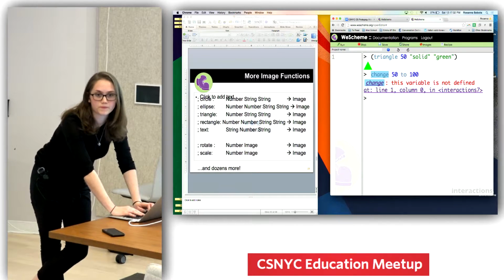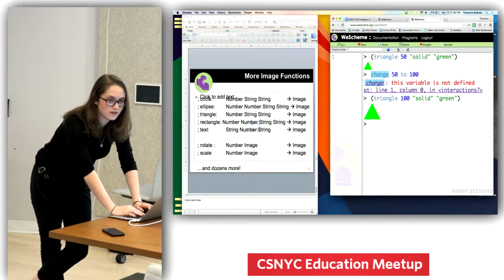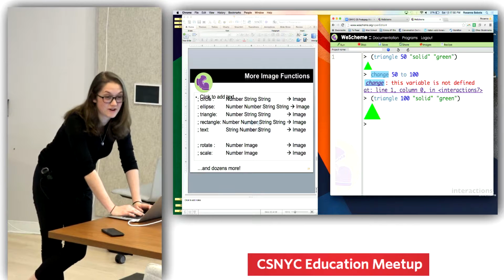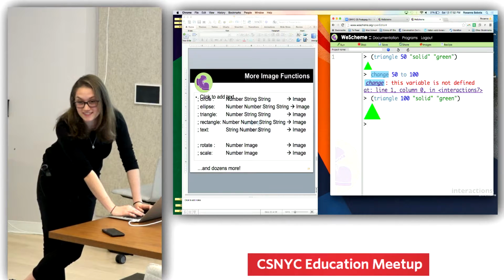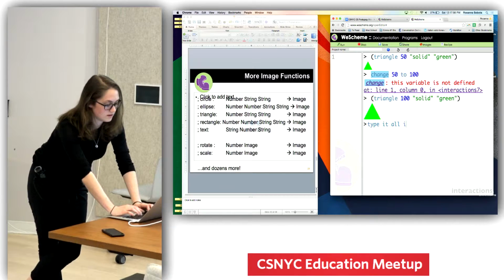That didn't work. How would I do it? Triangle 100. Rewrite the whole thing, copy paste. All right, so triangle 100, solid green. Beautiful, but I really, really like green triangles. Now I want one that's 150 pixels. Type it all again.